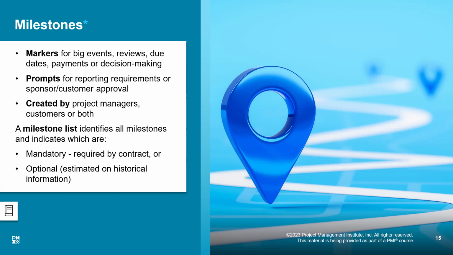Milestones could be specific dates, that on this date we must have completed this thing. On this date, we must have decided this thing. On this date, the payment must have been made. So milestones are like when you're traveling on a road and you cross a milestone. When you cross a milestone, that is the announcement of your achievement that you have traveled these many kilometers, right? So it is a specific point in time which you have crossed. So prompts for reporting requirements are sponsor or customer approval. When a milestone is reached, there are linked activities, like we have to inform the sponsor or the customer, or we have to seek approval from someone. So when this milestone is achieved, we can initiate certain activities which we have already programmed.